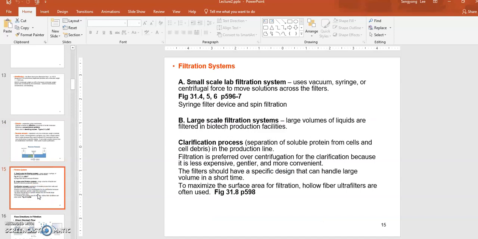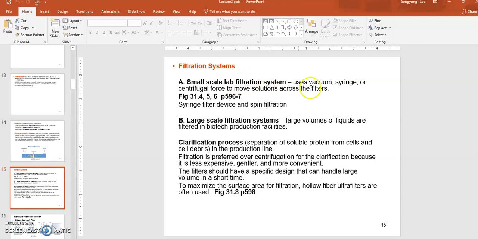Okay, and filtration systems. So we talked about different size filters, right? And then how do you filter out your contaminants? So you can use a small scale lab filtration system, depending on how much of the feed material you're going to filter.